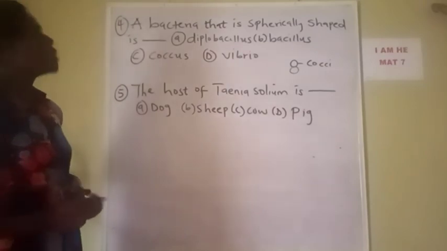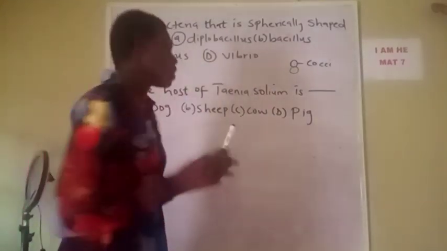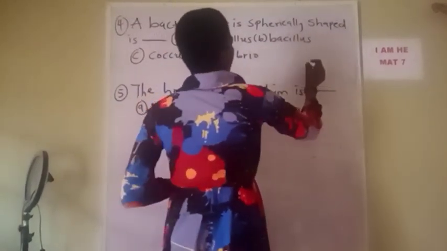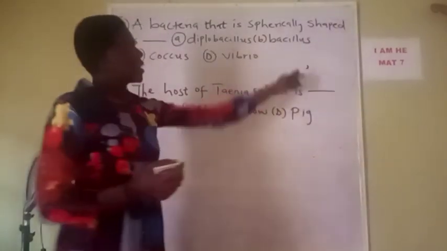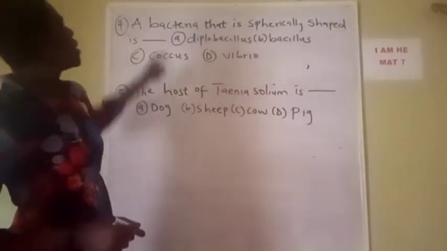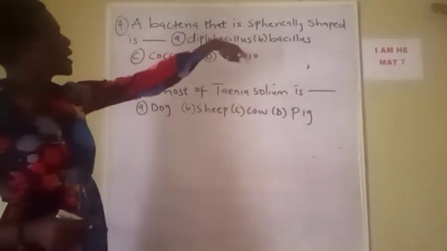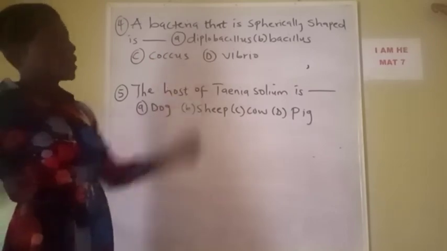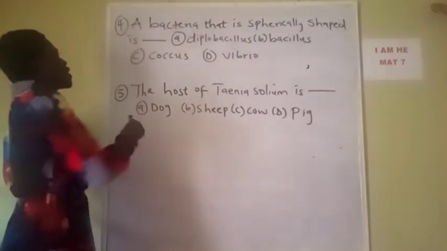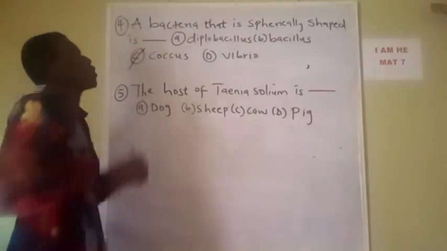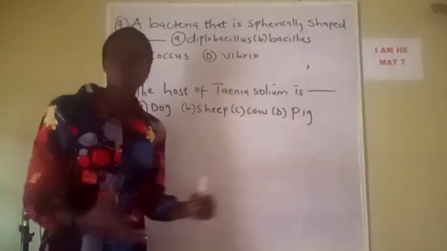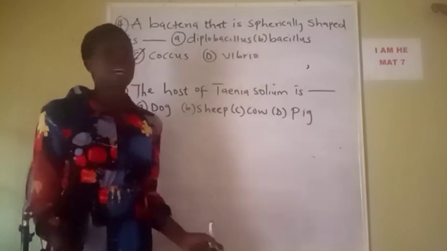Do you understand it? Now the vibrio is just like a comma, the comma shape, like this. This is an example of a vibrio shape. Now, a bacteria that is spherically shaped is called, from my explanation, a cocci or a coccus. So the answer here is C. And examples of such bacteria, we have the streptococci species, we have the staphylococcus species. Do you understand it?